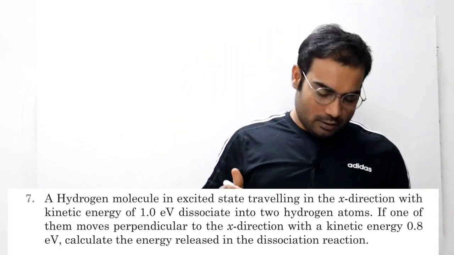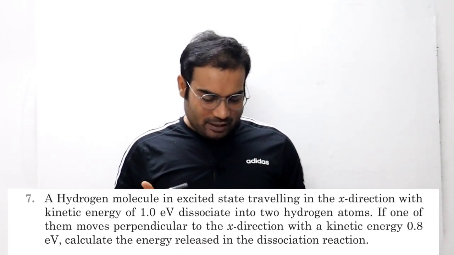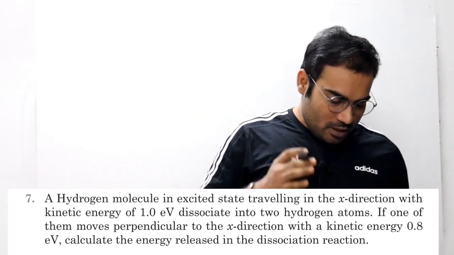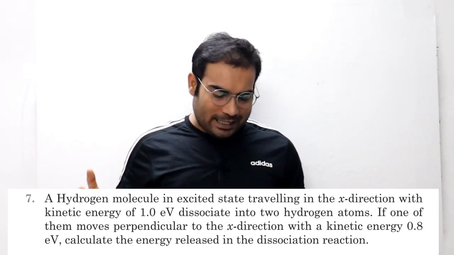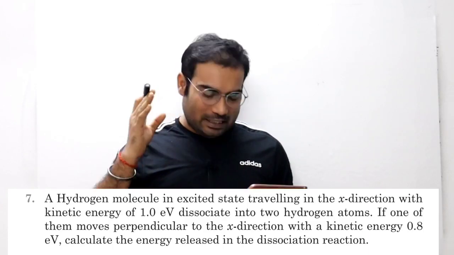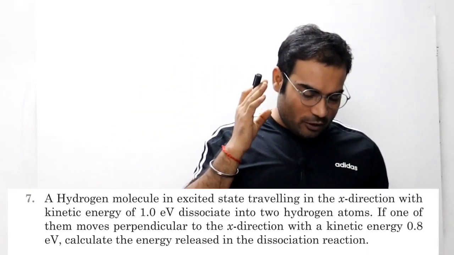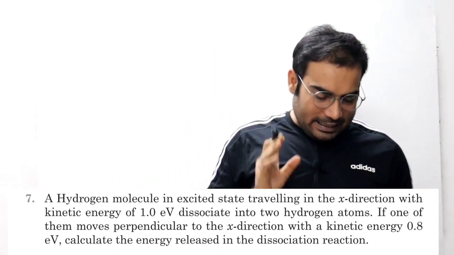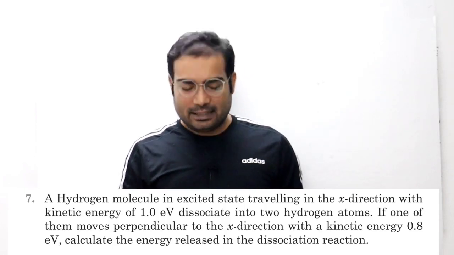Hello everyone, in this video I am going to discuss question number 7 of the Build Up Your Understanding section in modern physics. The question is: a hydrogen molecule in an excited state traveling in the x direction with kinetic energy of 1 electron volt dissociates into two hydrogen atoms. If one of them moves perpendicular to the x direction with kinetic energy of 0.8 electron volt, calculate the energy released in the dissociation reaction.